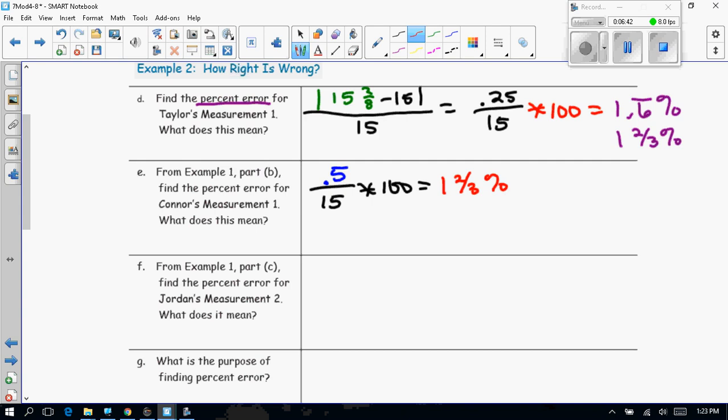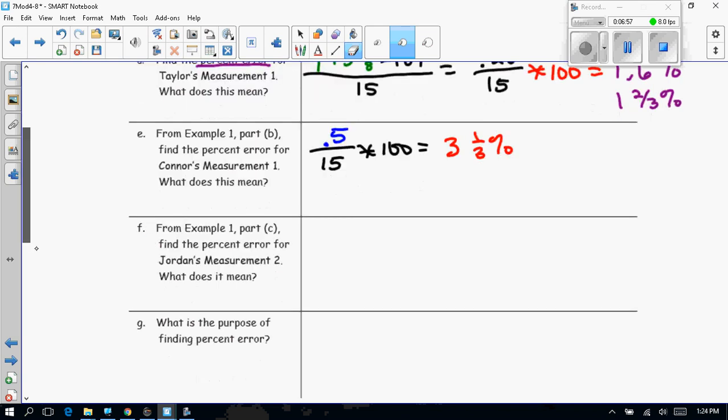Something's not right here. I've got to fix this. Okay, I figured it out. I typed something wrong on my calculator. So this ends up being 3 1/3%. I apologize for that, you guys.